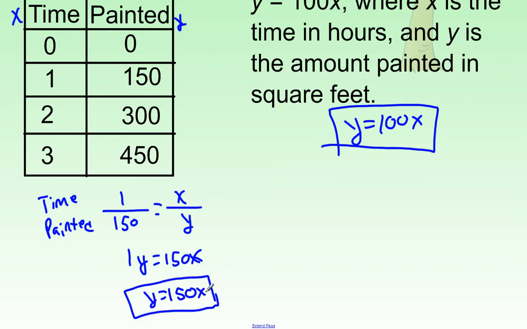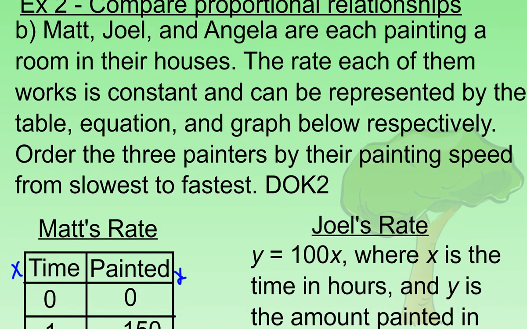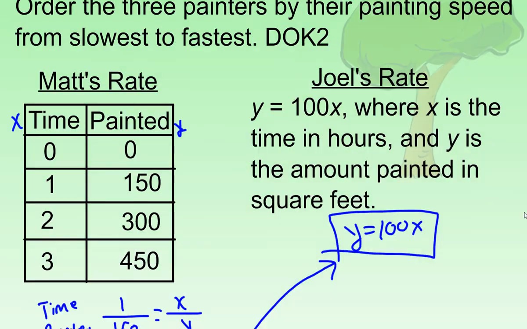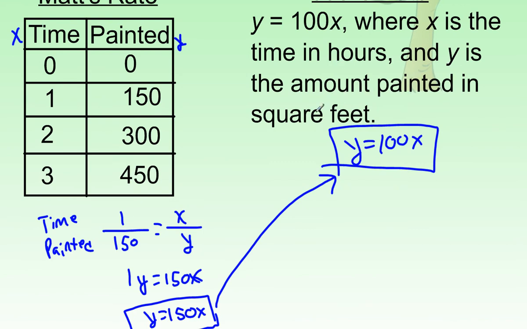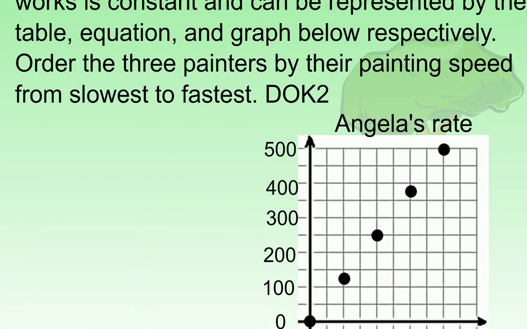Okay, so Matt paints faster than Joel. Matt paints at 150, what's it, square feet an hour? Doesn't say what the units are. Yeah, square feet. So Matt paints at 150 square feet an hour. So if Matt painted for 1 hour, he painted 150 square feet. If Joel painted for 1 hour, he painted 100 square feet. Okay, so Matt is faster than Joel. Let's see where Angela falls.